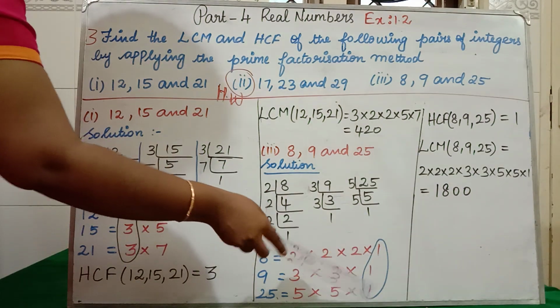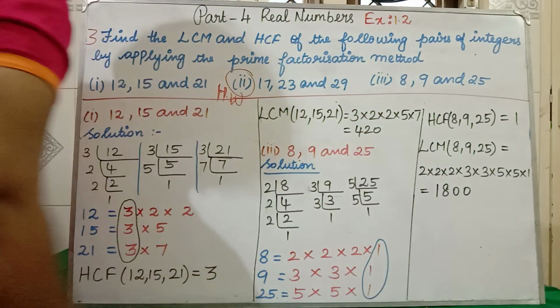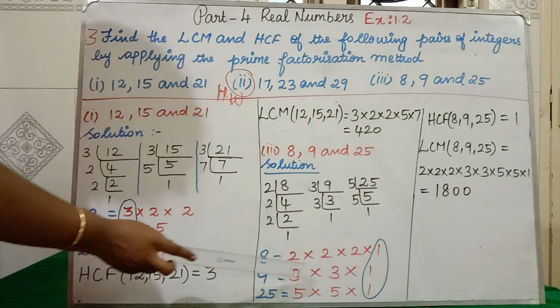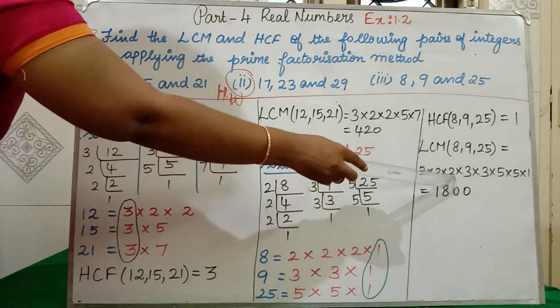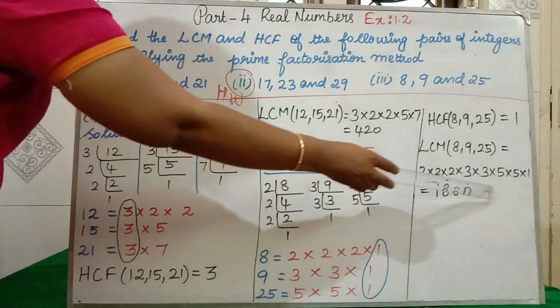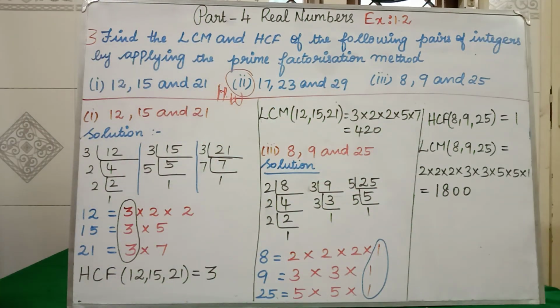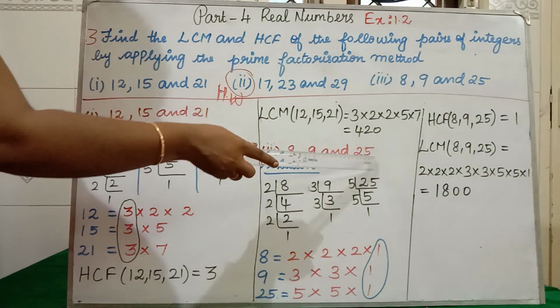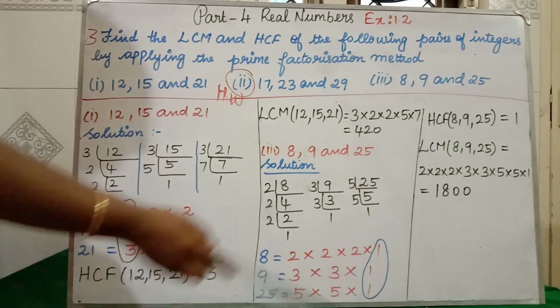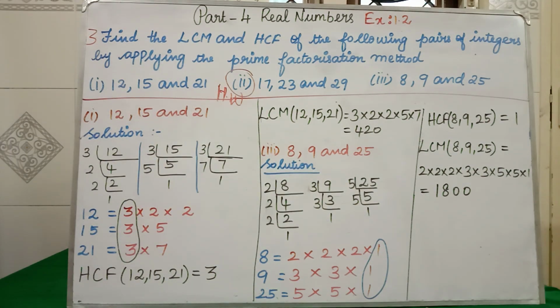Among these, we have to take the common 1, 1. See, I have written 1, 1. Then whatever numbers are left, you have to take everything here. See here, 2 into 2 into 2, I have written. Then 3 into 3, and 5 into 5. So 2 into 2 into 2 into 3 into 3 into 5 into 5. If you multiply, what will we get? 1800. Therefore, HCF of 8, 9, and 25 is 1 and LCM of 8, 9, 25 is 1800. Clear, all of you?